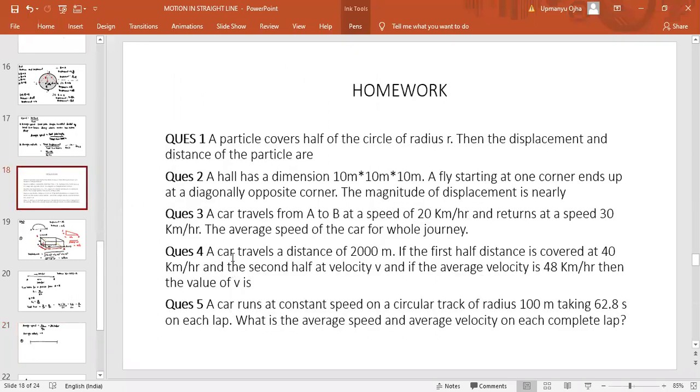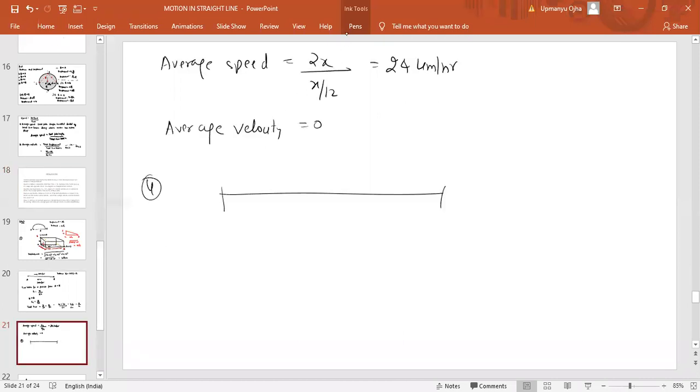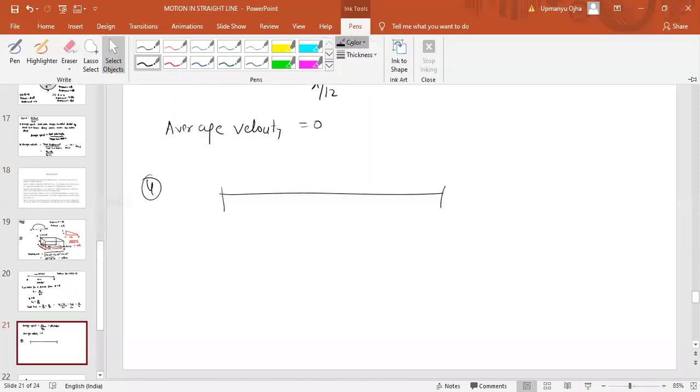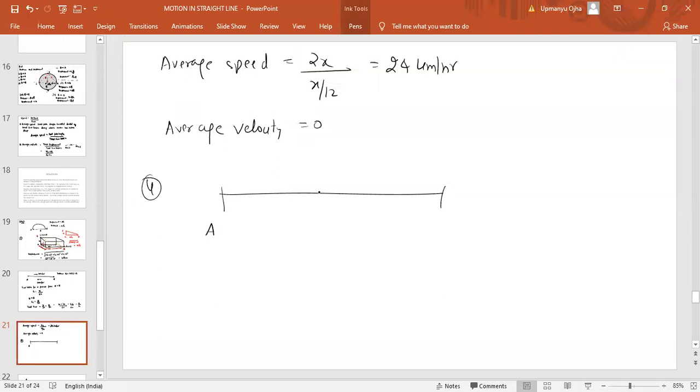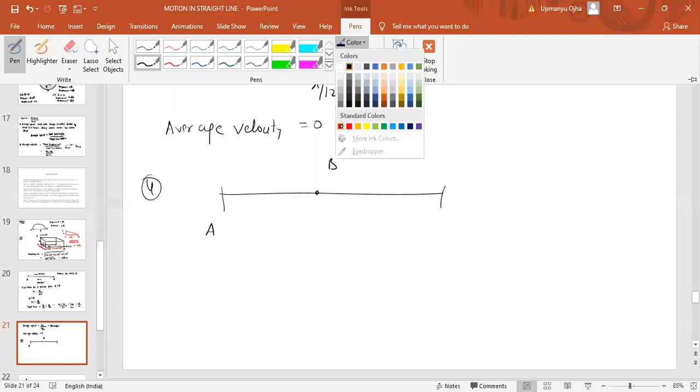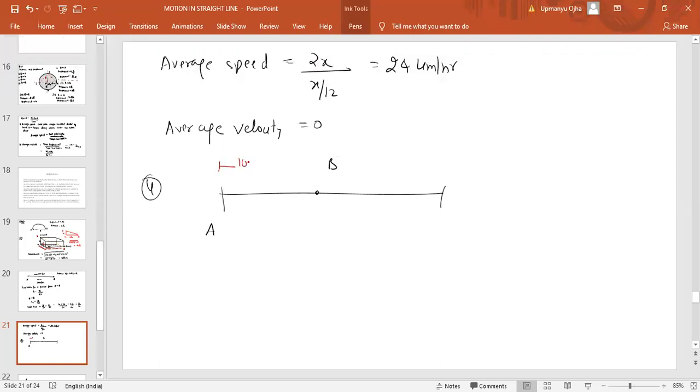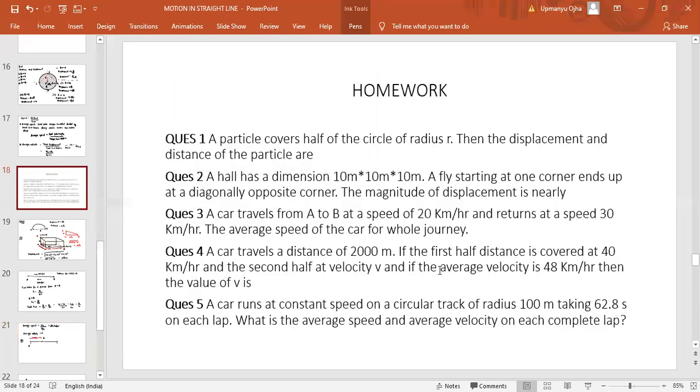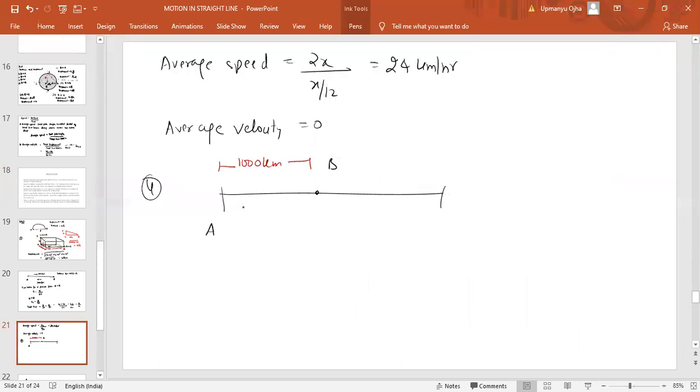The car travels a distance of 2000 meters. The first half of the distance means the first 1000 meters. So it started from point A and reaches point B. How much distance has it traveled? 1000. Then the first half distance is covered with a speed of 40 kilometers per hour, so 40 kilometers per hour is the speed from A to B.